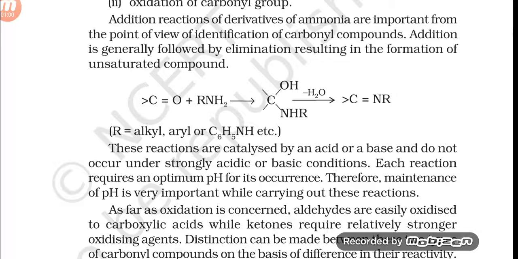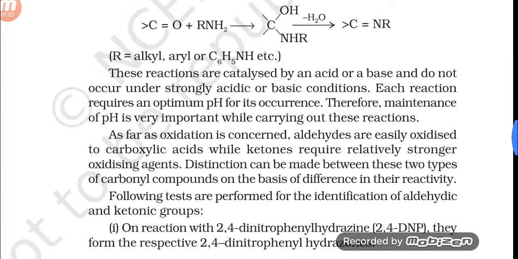As far as oxidation is concerned, aldehydes are easily oxidized to carboxylic acid, while ketones require relatively stronger oxidizing agents. Distinction can be made between these two groups of carbonyl compounds on the basis of difference in their reactivity. The following tests are performed for the identification of aldehydic and ketonic groups. The first one is the reaction with 2,4-dinitrophenylhydrazine, that is 2,4-DNP, they form the respective 2,4-dinitrophenylhydrazones.